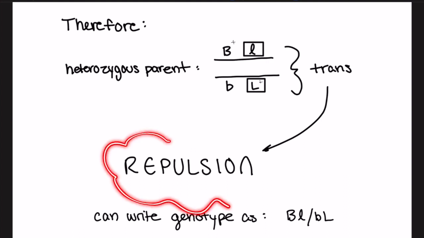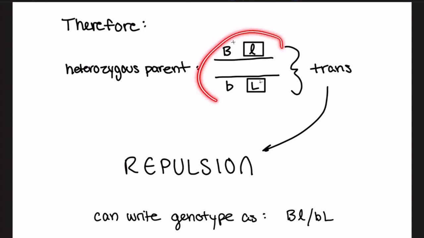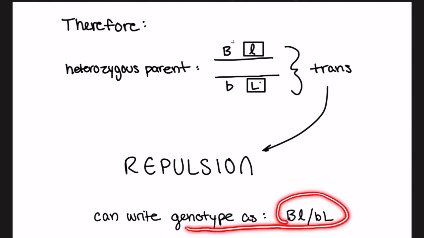Therefore, this is an example of repulsion, meaning the wild-type alleles are not on the same chromosome, and it can be drawn like this. Since they are in repulsion, the genotype can be written like this.